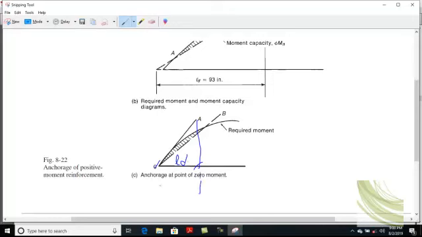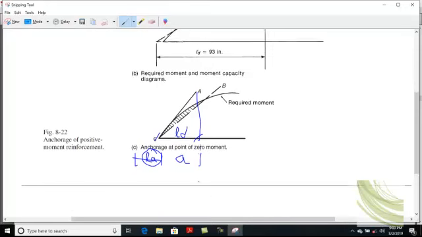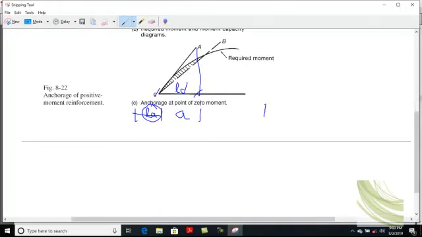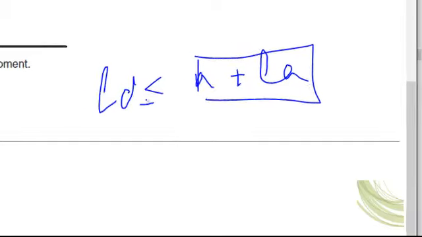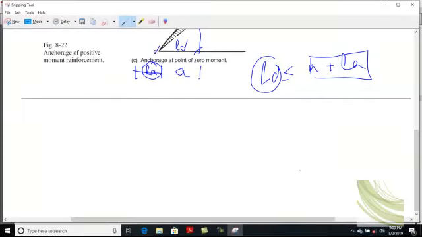So in that Nilson book, we basically assume that this is distance a, and to make ourselves safe, we add some extra length La, which is equal to the larger of d or 12 db, with this a. Okay, so making ourselves more safe. So in this case, ld must be less than or equal to a plus La, meaning this distance must be greater than or equal to ld. Clear?